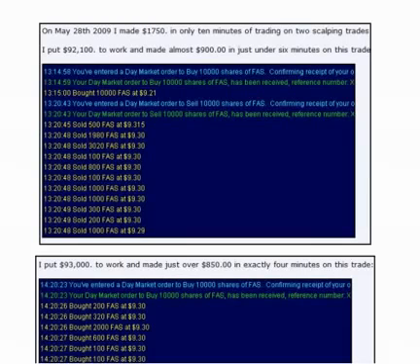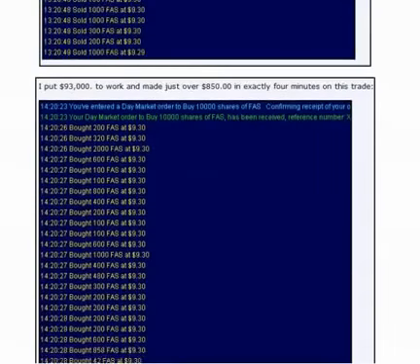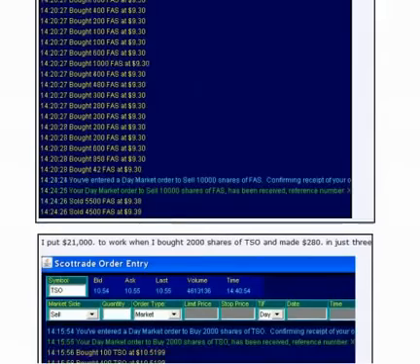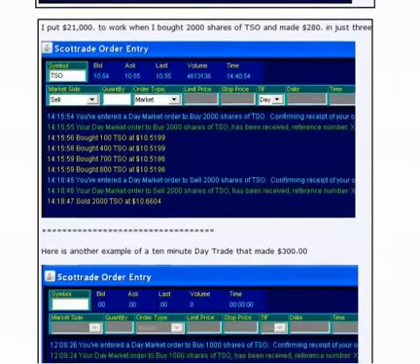Now, here are some of the actual trades I've done. $900 in just 6 minutes. $850 in 4 minutes. Those are kind of unusual trades. This is a more usual type, the ones below here.